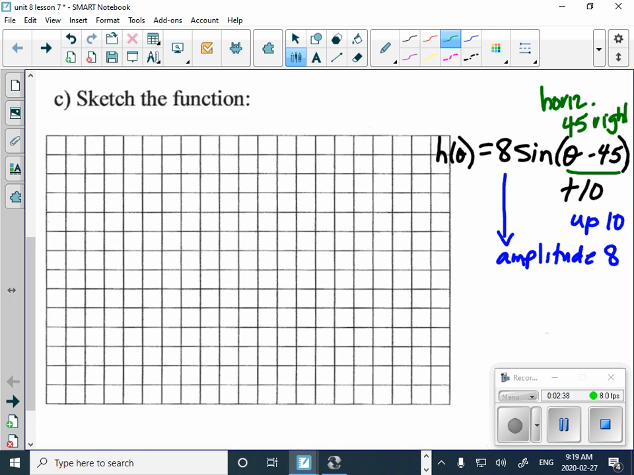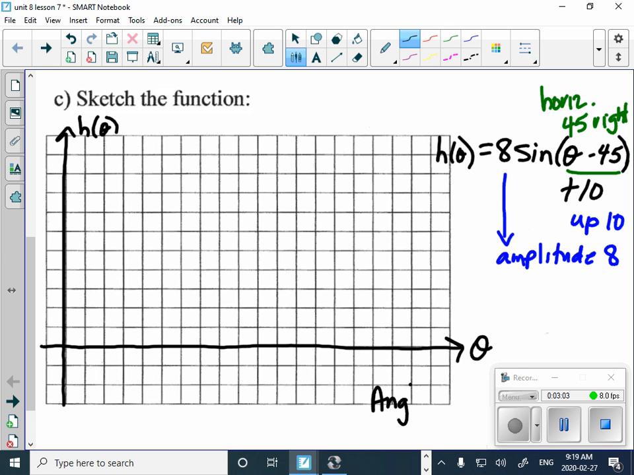So when I set out my grid, I can put the axis fairly low because this Ferris wheel is not going to go in under the ground. So instead of x, I'm going to call it theta. My height, so h(θ), which is the same as y, my height. So angle of rotation. How far is that Ferris wheel turning? Height. Okay.